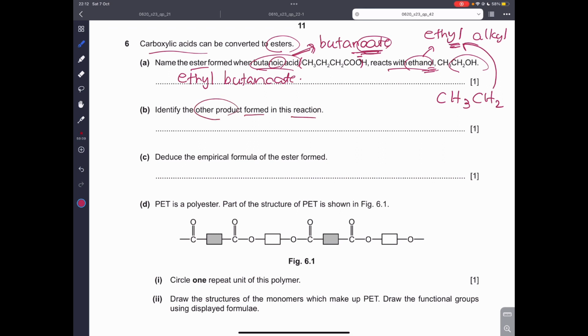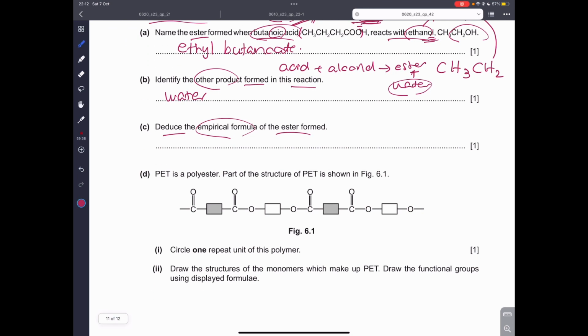The other product that will be formed in this reaction is going to be water. Water is a waste product whenever esters are formed. Remember, an ester is basically a carboxylic acid plus an alcohol. You're going to form esters and water as a waste product, so you have to write water. Deduce the empirical formula of the ester formed. So the empirical formula of the ester is going to be something like this.